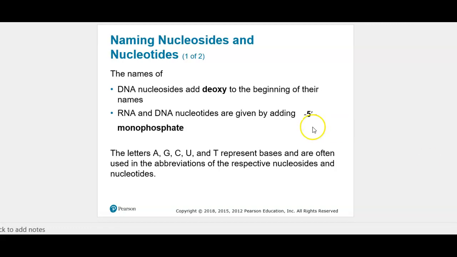A lot of times we just write the string of the A, G, C, U, and T, because in RNA and DNA, the sugar and the phosphate are going to be there either way, so we just write the sequence of the bases. The nucleotides only differ in the identity of the base.